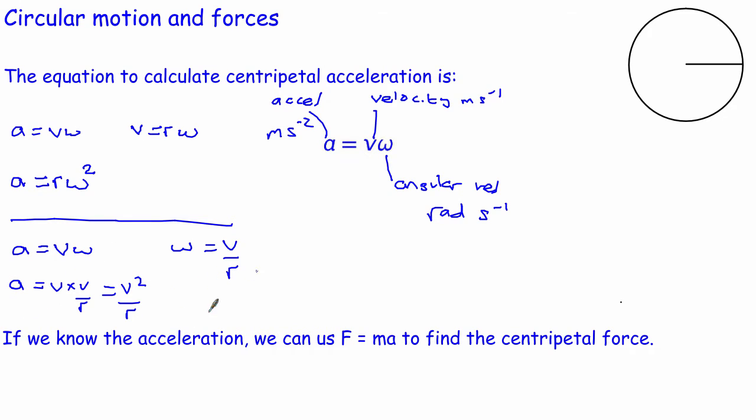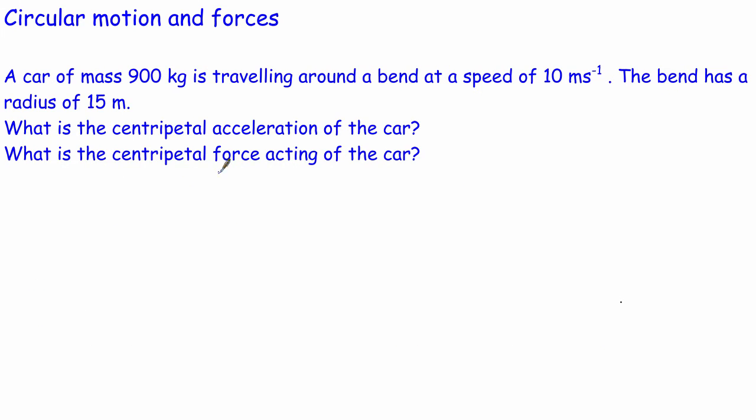And if we know the acceleration, we can use F equals ma, provided we know the mass, to find the centripetal force. So what I'm going to do now is basically just do 3 examples. I'm going to do a nice simple example and then a couple that are a little bit more involved. So the first one is very straightforward.